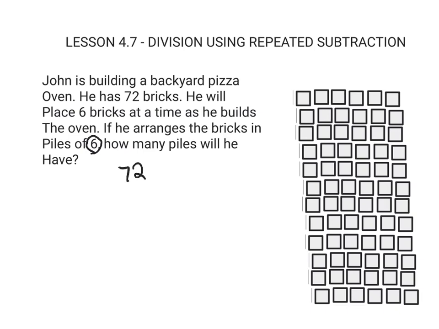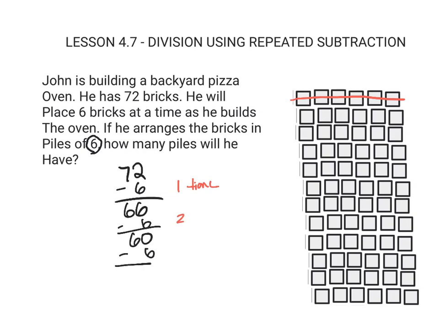So let's subtract the first time. 72 minus 6 equals 66. Now I'm going to put here 1 time. And that's just so I know how many times I'm subtracting. So there is 1 time, and you see I crossed one out. There's 1 group. All right, and let's go back. 66 minus 6 equals 60. And I'm going to put 2. And then we're going to keep going.